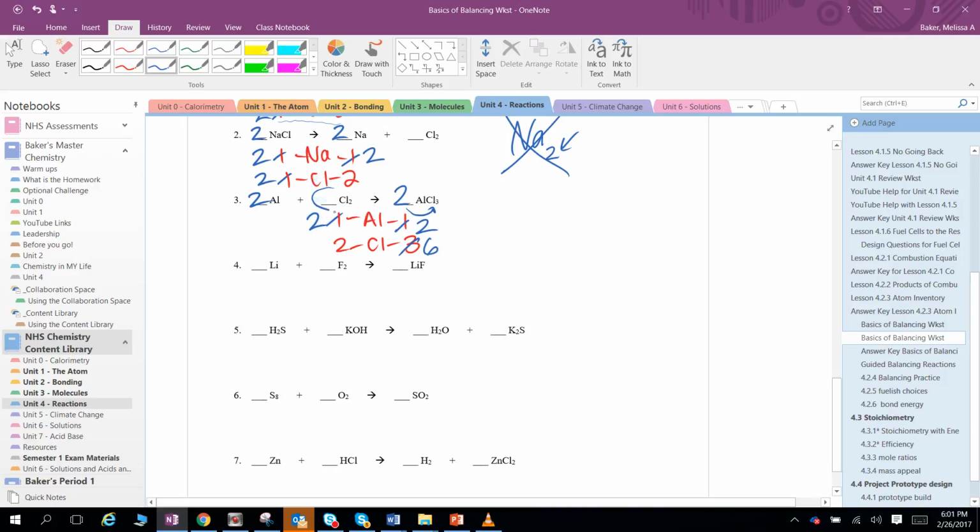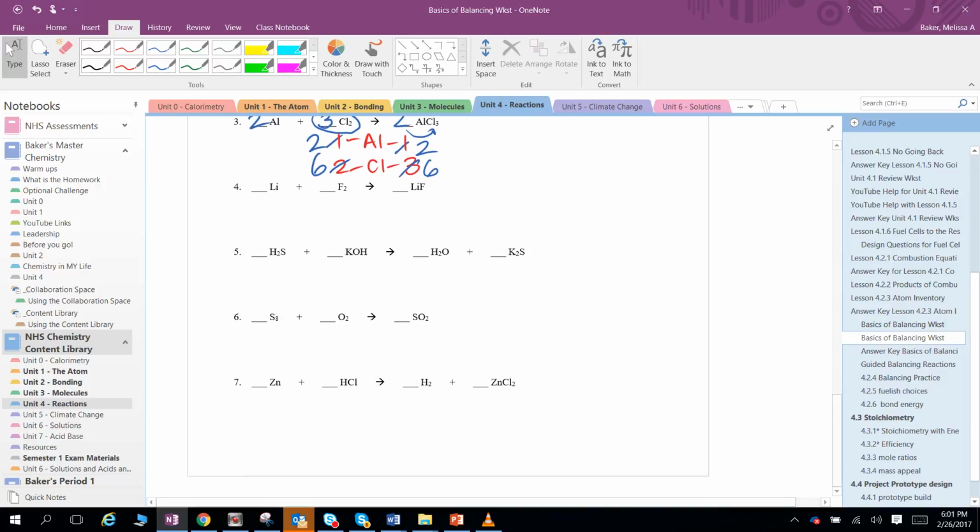So I need to fix my aluminums on the left side and my chlorines. How can I get this to be 6 chlorines? What times 2 is 6? If I put a 3 there, then I'm good. Now I've got 2 aluminums on each side and 6 chlorines on each side.